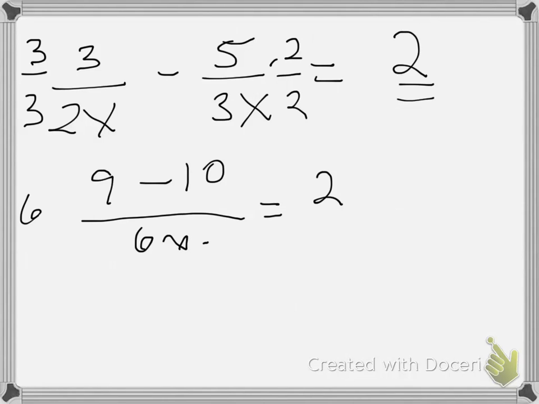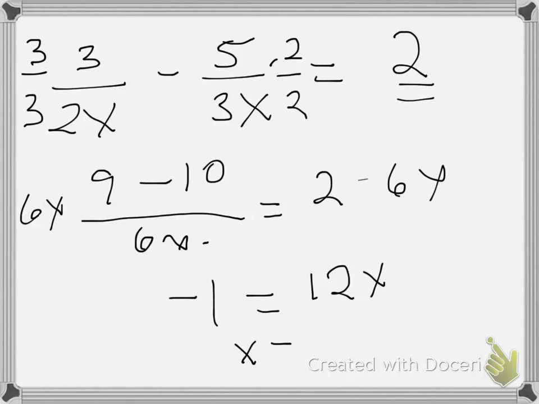Now if I multiply each side by 6x, 9 minus 10 is negative 1 equals 12x. So hey, x equals negative 1/12.